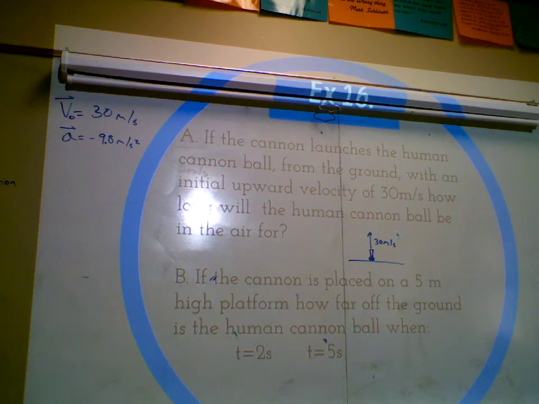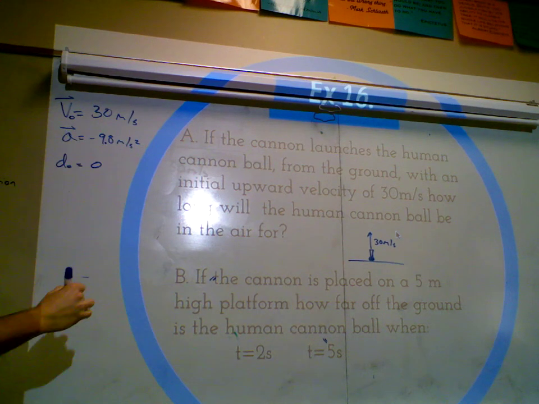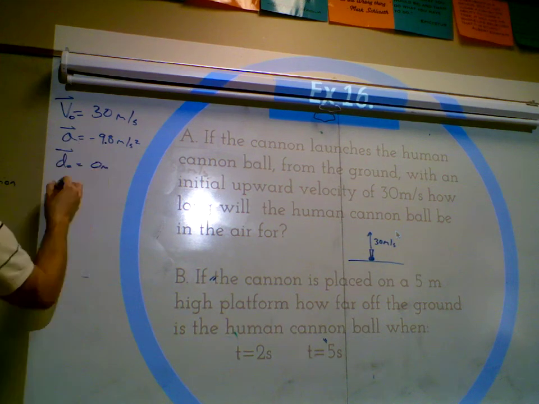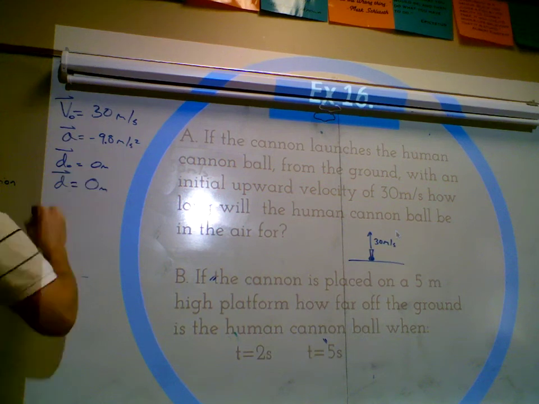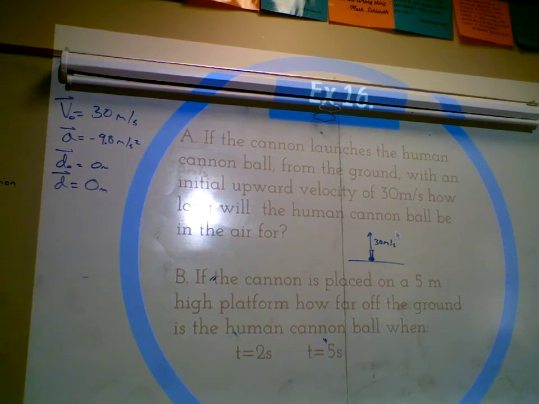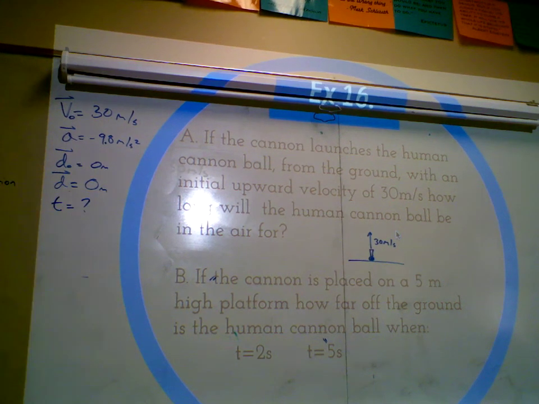Nice. Where does it start? 0, right? So D initial is 0. Okay. Where do we end? 0, because we're hitting the ground again. So D final is 0. What are we trying to find? Time.